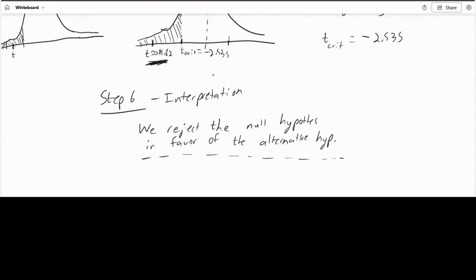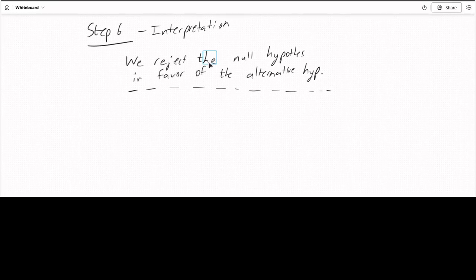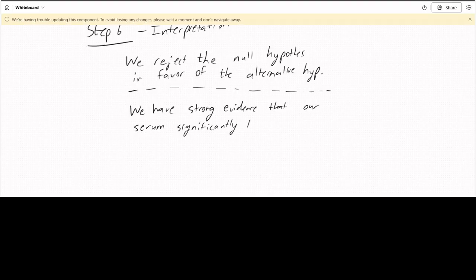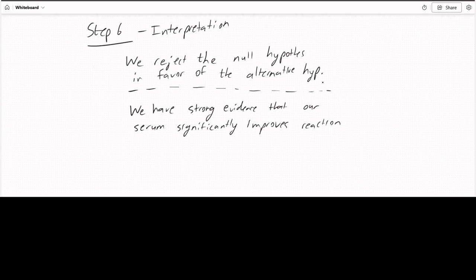And what that means in the context of our problem, and this is very important, is to move from, oh, we reject the null hypothesis in favor of the alternative hypothesis. But what does that mean for our conclusion? What does that mean for our experiment? And that's that we have strong evidence that our serum significantly improves reaction time, making volunteers safer.